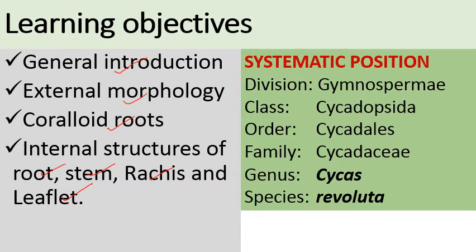So it belongs to division Gymnospermae, class Cycadopsida, order Cycadales, family Cycadaceae, and this genus, that is Cycas, is the only representative of this family Cycadaceae. So that's why this is also known as living fossil. And the species that we will discuss is revoluta, commonly known as Sago Palm. So let's start.